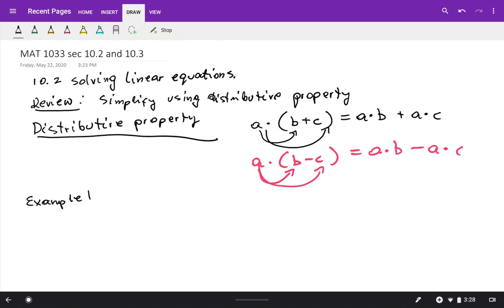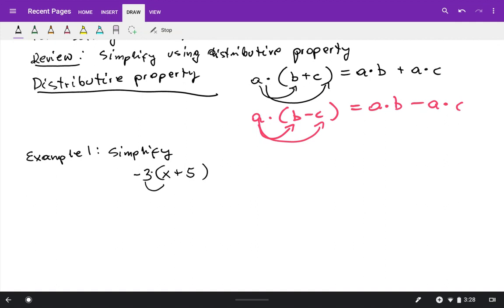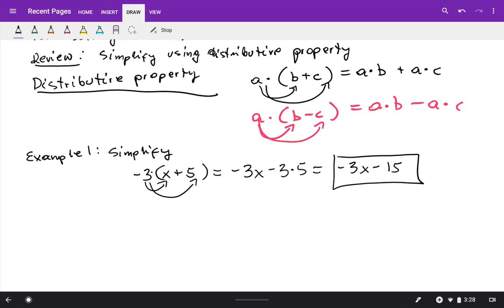Example one will show you how to use the distributive property. Let's simplify negative 3 times (x plus 5). We can use the distributive property. We'll multiply negative 3 by x, so this is negative 3x. And then we're going to multiply negative 3 by 5. That will give you negative 3x minus 15. Okay, so that's the final answer.